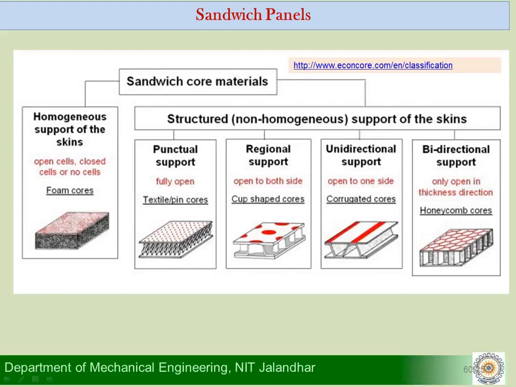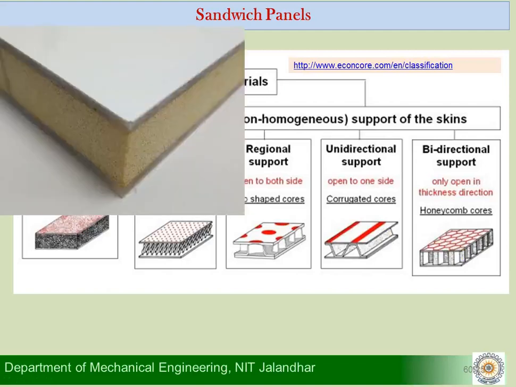But in a sandwich structure, the faces are, as we said, made of a stiffer material, and the core can be a corrugated core, but it can be of a different material, normally lighter material. Similarly, the core here can be in the form of a honeycomb also. We'll see what it looks like in our next slide.